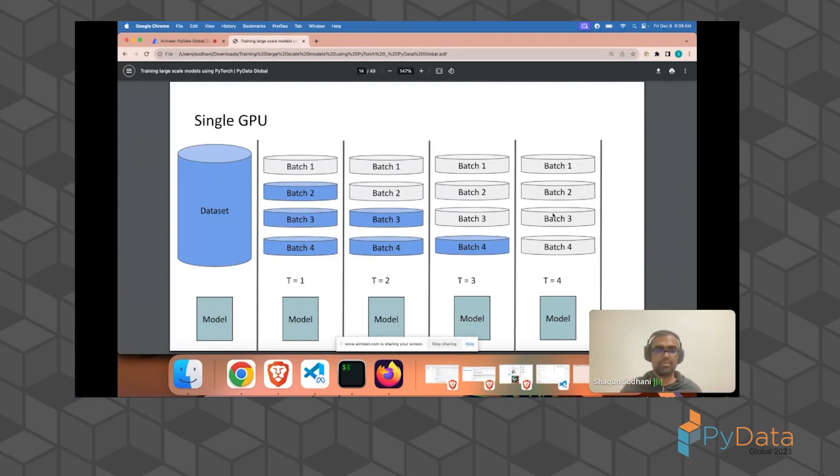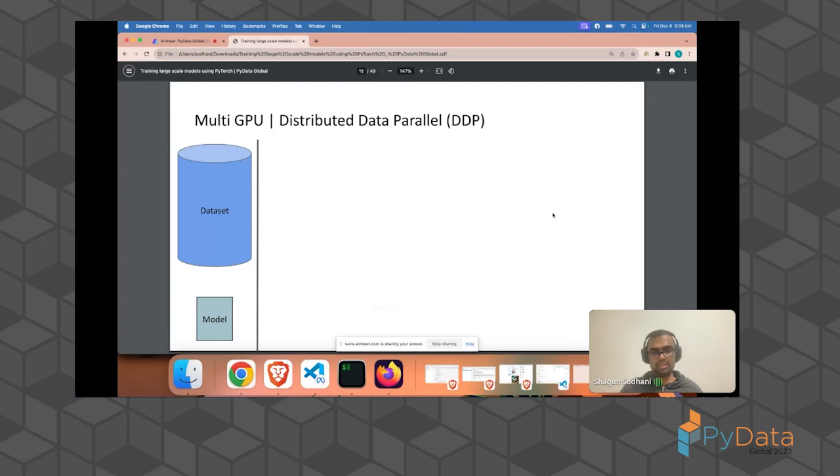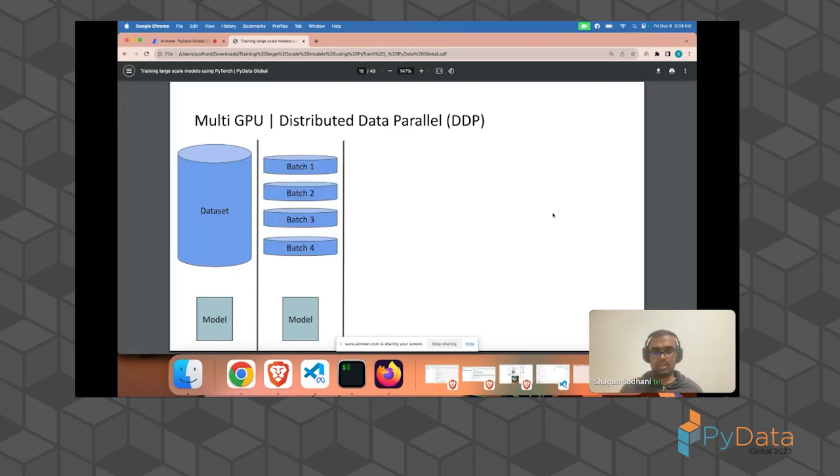So this is a single GPU setup. Now, let's say I was in a multi-GPU setup where I had multiple GPUs and I was using distributed data parallel. What would happen is that I'll still have the same data set. I'll still have the same model, and I'll still break my data set into batches.